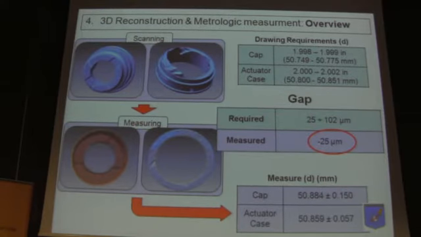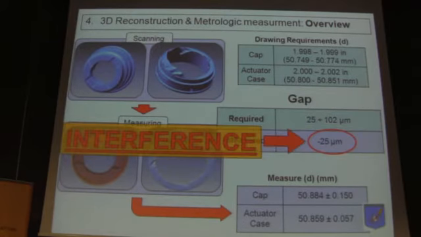the drawing requirements require a gap between the cap and the actuator case that is between 25 and 100 microns. We find in effect an interference between the two pieces of 25 microns. Is the worst case because the cap had a big eccentricity, so in some combination it fits, but it's quite difficult.